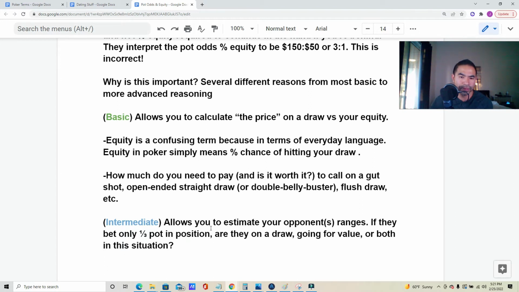So, for example, let's see if I say it here. I haven't read this document since the first video recording. "Allows you to estimate your opponent's ranges." I think I said that.